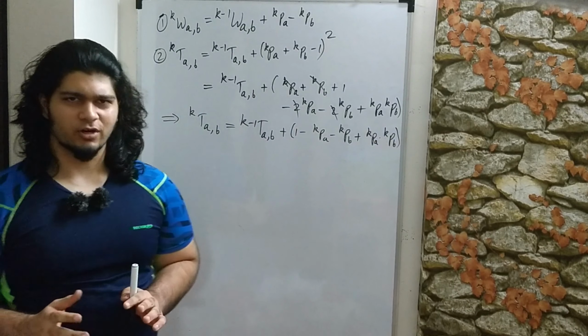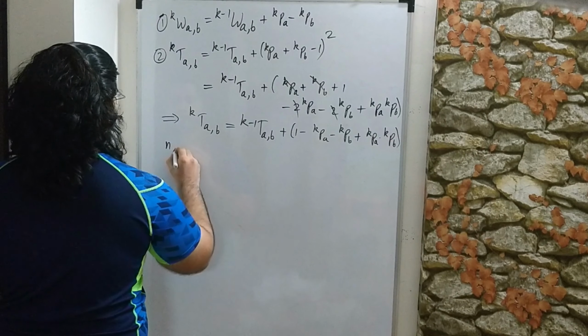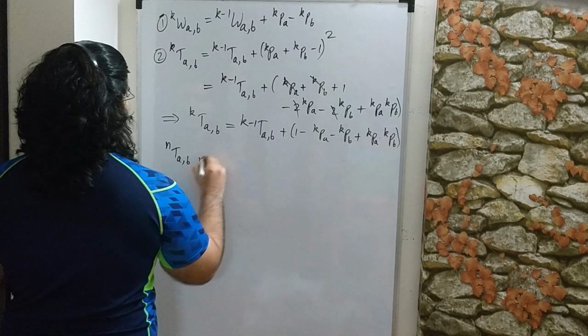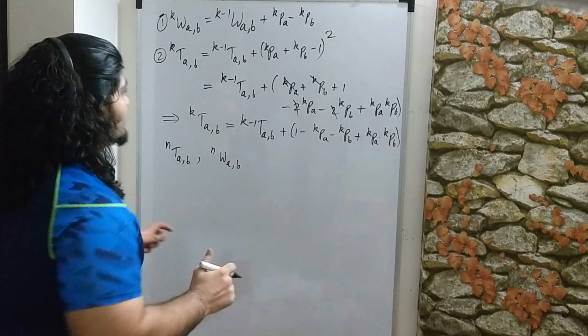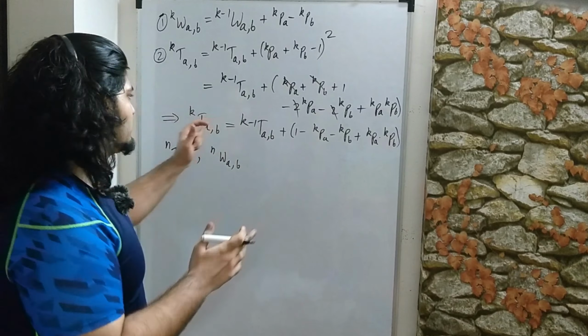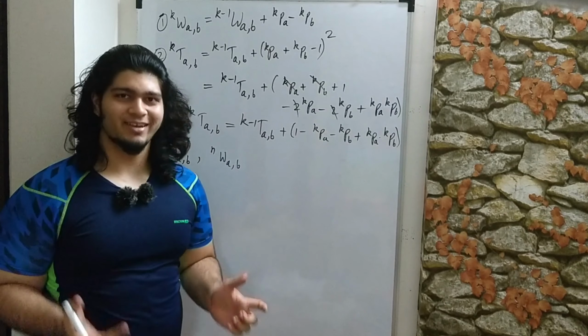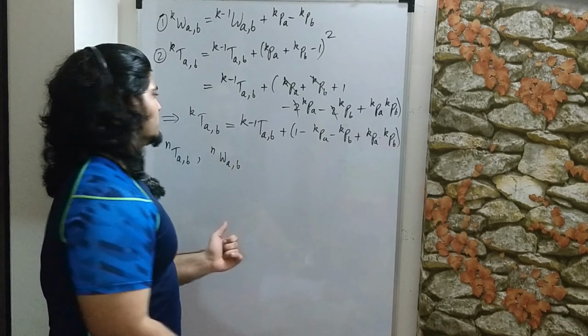Okay, so now that we've gotten to this stage, we can actually find the value for N TAB and N WAB, because that's what we want. We want the final value of these two guys. This is just an intermediate formula. It's like an intermediate product in a chemical reaction. So now we'll convert it into our final product. So how do we do that?